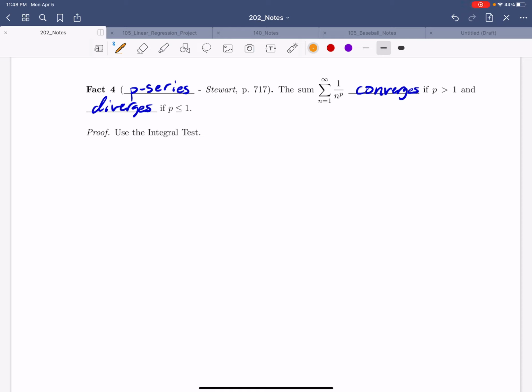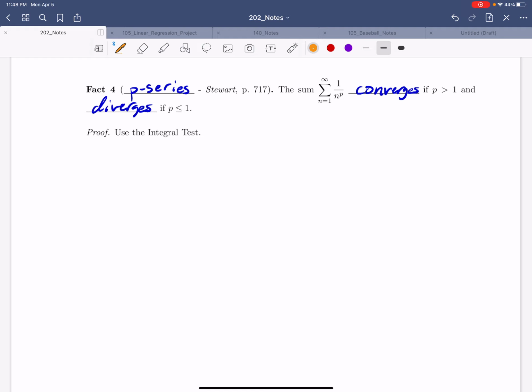Let's prove the p-series, which states that the infinite sum to infinity of 1 over n to the p converges if p is greater than 1 and diverges if p is less than or equal to 1. Now, we already showed that the sum of 1 over n diverged, but we'll include it again for completeness' sake.